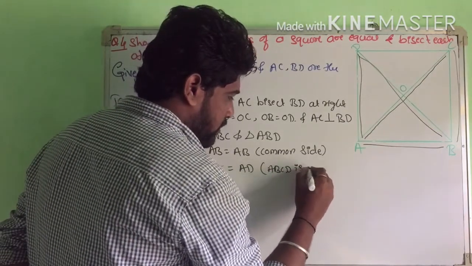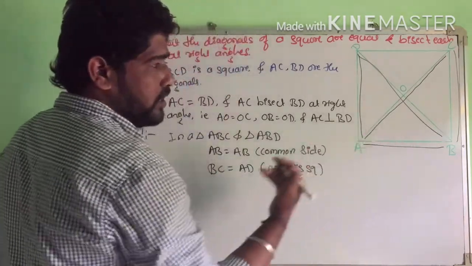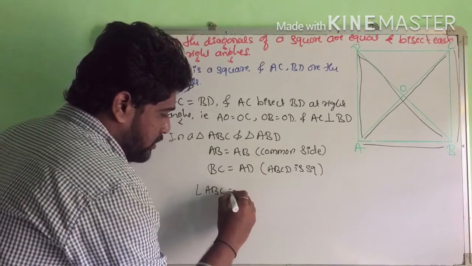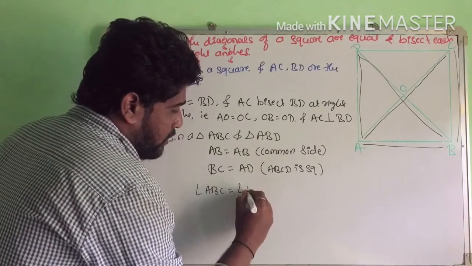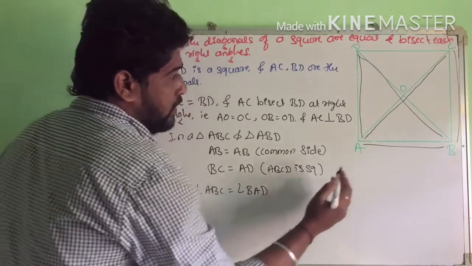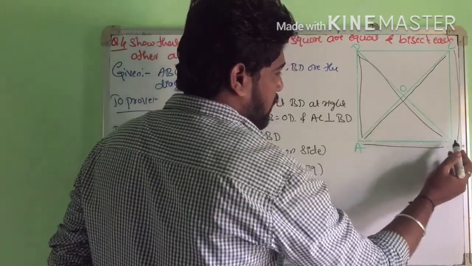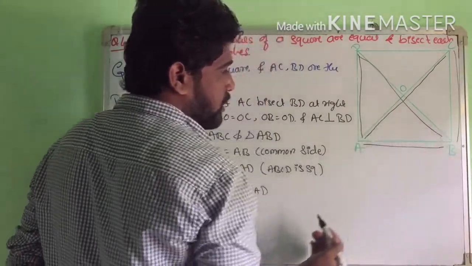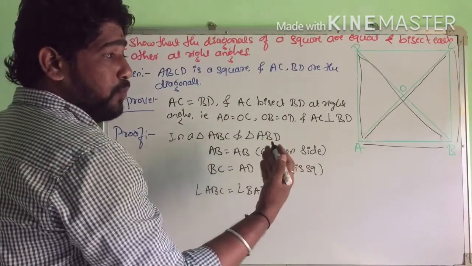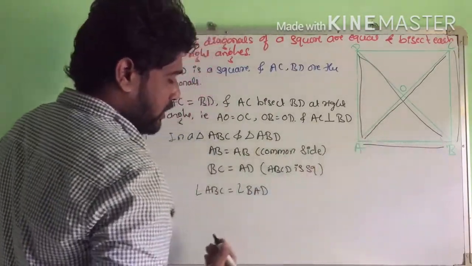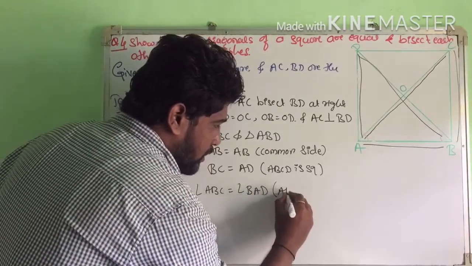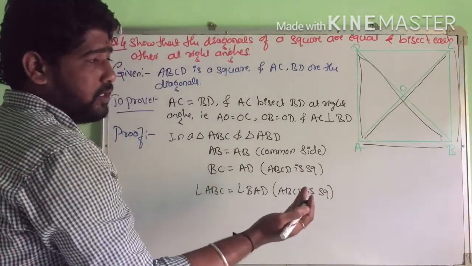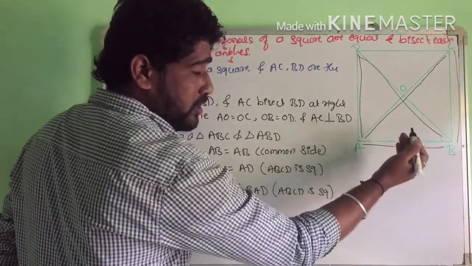ABCD is a square. In a square opposite sides are equal, and angle ABC is equal to angle BAD. In triangle ABC angle B and triangle ABD angle A, these two angles are equal because in a square opposite angles are equal, or each is 90 degrees. ABCD is a square. In a square all angles, each angle, is 90 degrees.